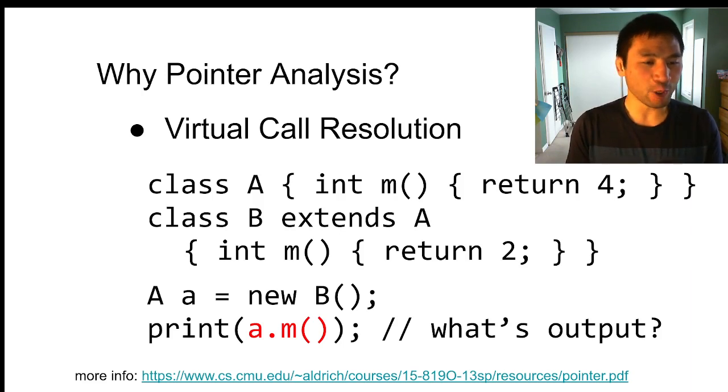Well, if you look at just the a.m statement in isolation and you use something called class hierarchy analysis, then you're like, well, the declared type is A, so it could be an A, but it could also be a B because B extends A. And so you might say, well, it might be 2 or it might be 4. And then there's a lot of ways to be smarter. The most general way to be smarter is by doing some sort of pointer analysis, and then you can resolve this virtual call to B, and you know that only b.m gets called and 2 is going to be output.